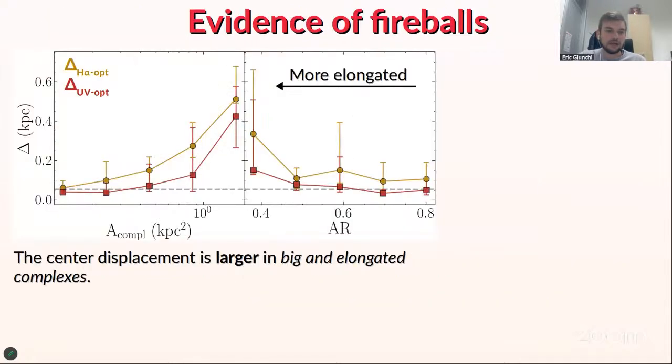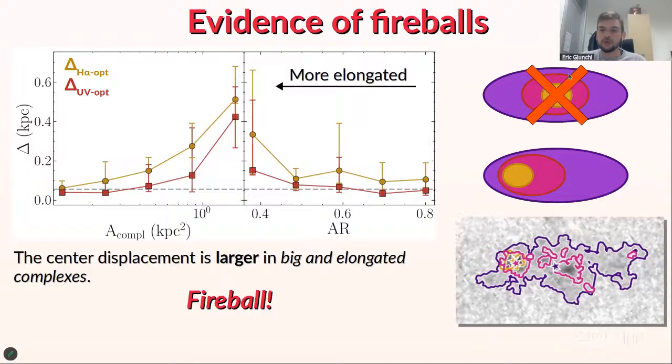For example, we can study the correlation of the displacement with the area of the complex or the elongation of the complex, the axial ratio, so more elongated to the left. And we can see that the H alpha displacement is always larger, but they also increase as we look at large and elongated complexes. So essentially, when we look at an elongated and large complex, the clumps do not tend to be at the center of it, but they are always on one side, with the H alpha more displaced than the UV.